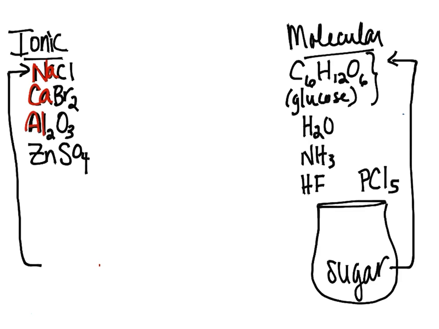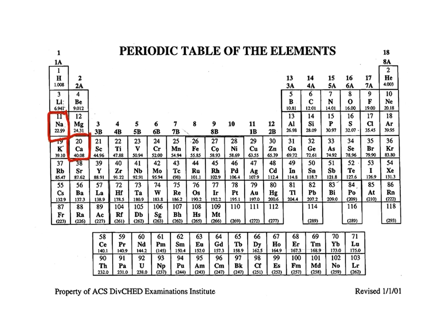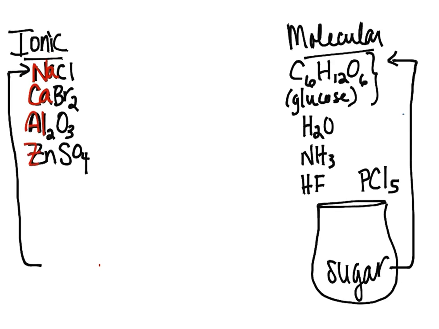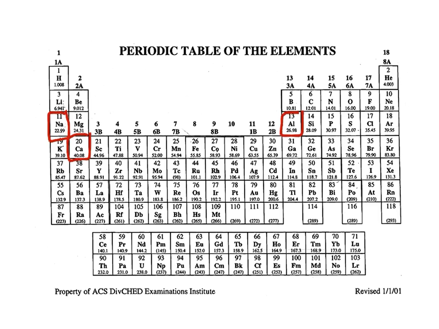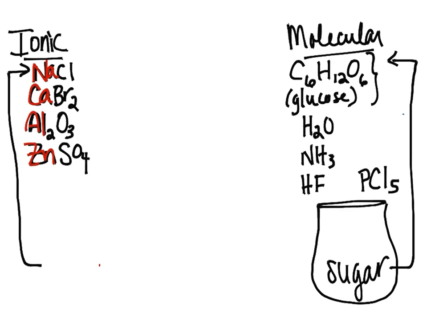Aluminum is in group 3, still a representative element. Zinc is a transition metal. We're going to circle that one here. So you'll notice that these are all metals.